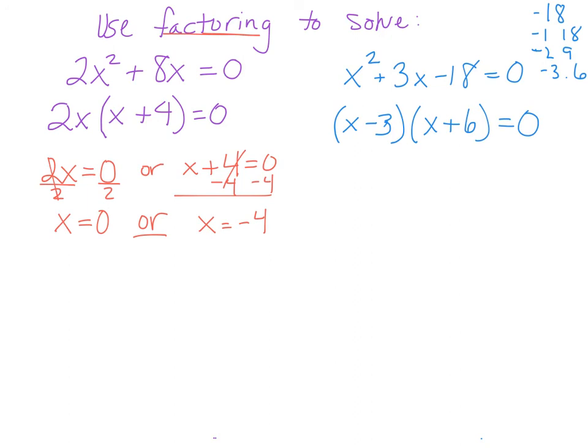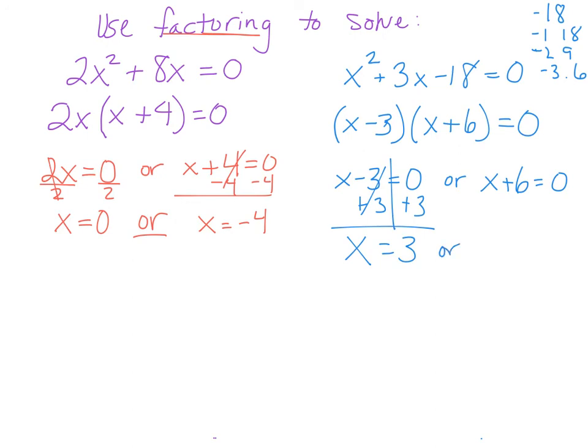So then we solve that. Set each part equal to 0. We've got x minus 3 equals 0, or x plus 6 equals 0. Draw your lines, add 3. x equals 3, or x equals -6. So hopefully you're seeing that idea.